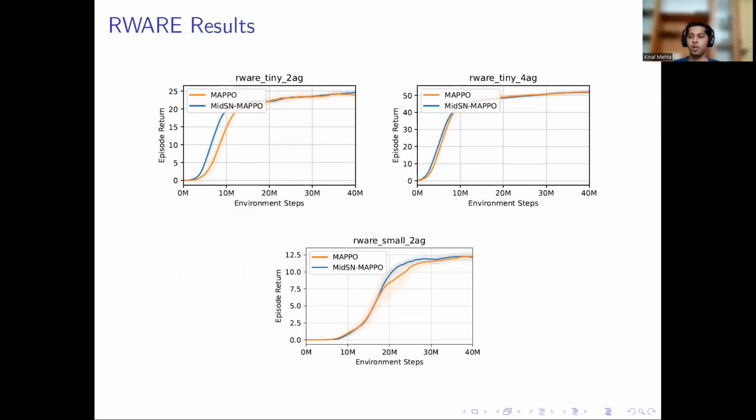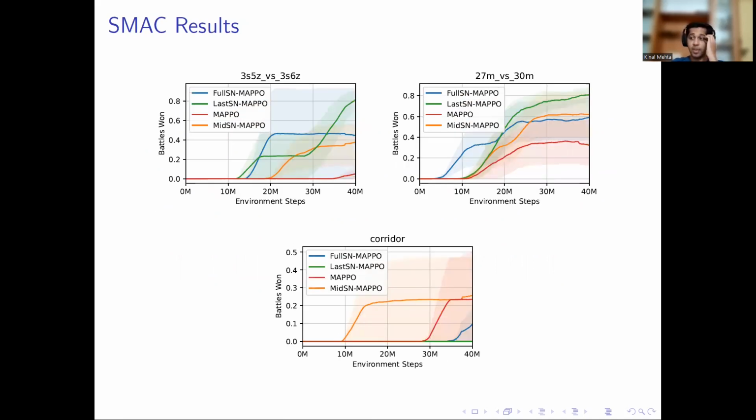In RWARE, we compare only mid SN MAPPO and standard MAPPO. The results show that mid SN MAPPO converges a little bit faster, but the final performance is almost the same for both variants. Next, we compare the performance of all four variants on three super hard SMAC maps. 3S5Z versus 3S6Z shows the performance on an imbalanced team, where we see that last SN MAPPO gives the best performance, followed by full SN MAPPO, and then mid SN MAPPO, and the standard MAPPO version performs the worst.